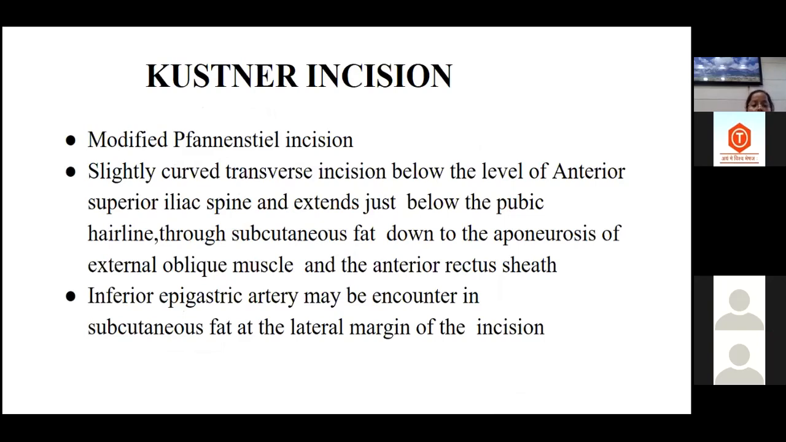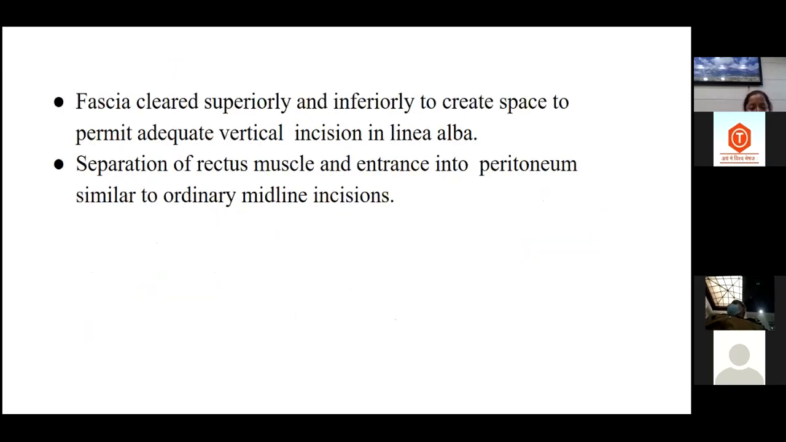Kustner incision is a modified Pfannenstiel incision. It is a slightly curved transverse incision below the level of the anterior superior iliac spine and extends just below the pubic hairline through subcutaneous fat down to the aponeurosis of the external oblique muscle and anterior rectus sheath. The inferior epigastric vessels may be encountered in subcutaneous fat at the lateral margin of the incision.